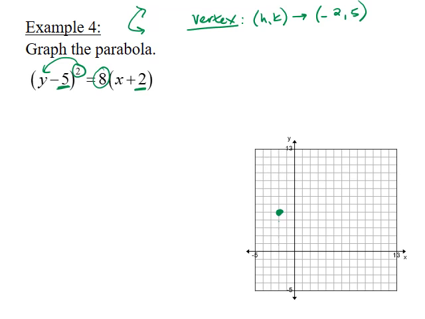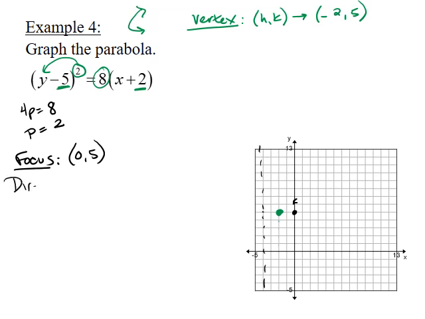Here is our vertex. Okay, now 4p is equal to 8 in this case, so p is 2. So this is my focus, which has the ordered pair (0, 5). My directrix is here, which will have the equation x equals -4.